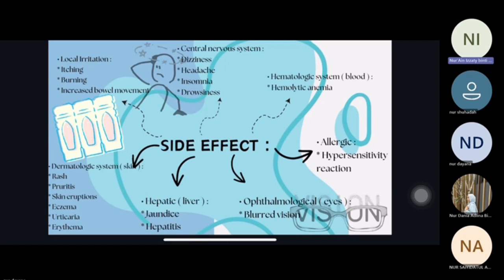Next, hematologic system, for blood, can cause anemia. Next, allergic, can cause hypersensitivity reaction. Next, ophthalmological, for eyes, can cause blurred vision. Next, hepatic, for liver, can cause jaundice and hepatitis. Next, for dermatologic system, for skin, can cause rash, pruritus, skin eruptions, eczema, urticaria, and also erythema.